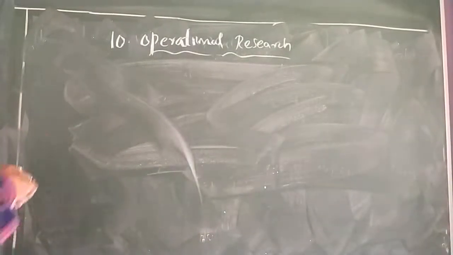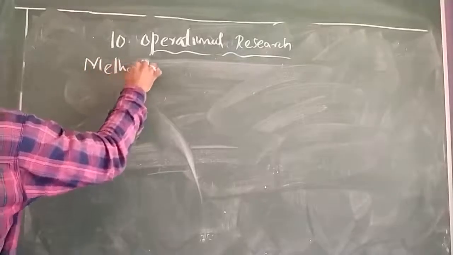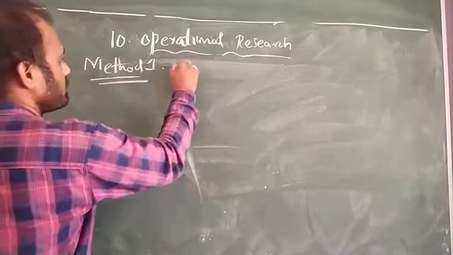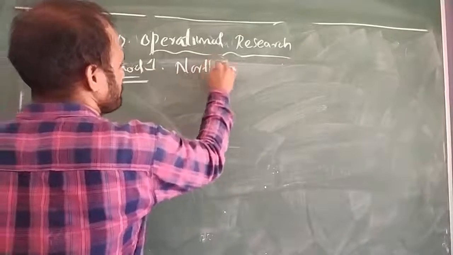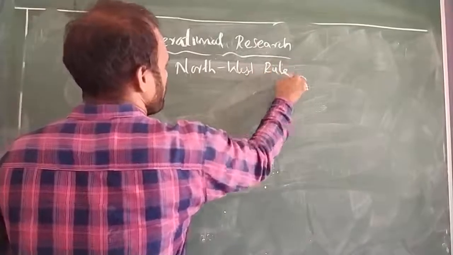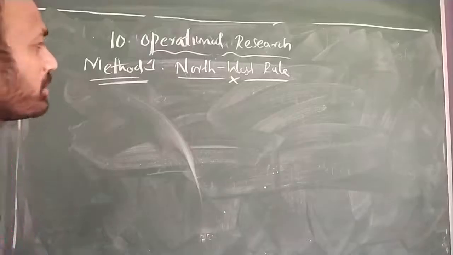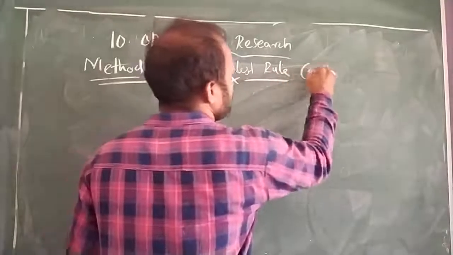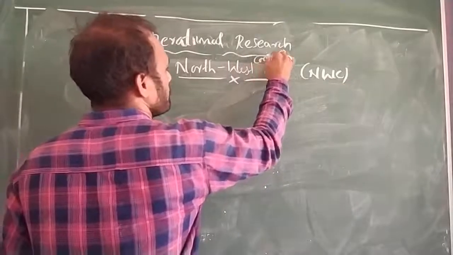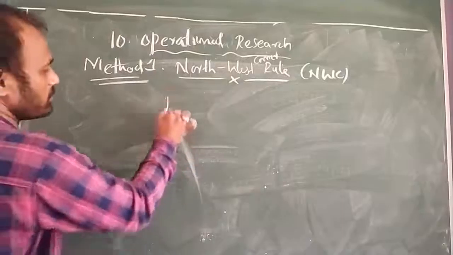We have three methods in total. Today we will learn the first method, method 1, that is the north-west rule, the north-west rule of solving a transportation problem. It is also called the north-west corner rule, the NWC rule. What is the meaning of the north-west corner rule?